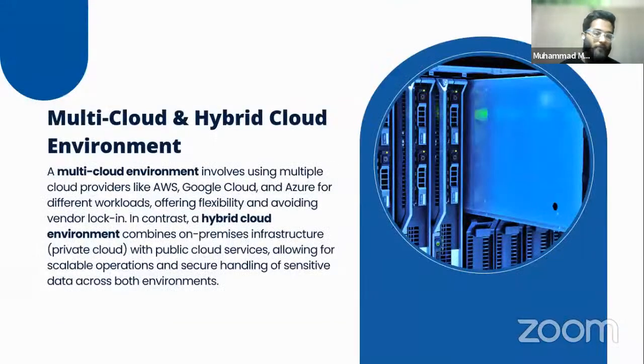Before going to the introduction of Ansible and the other tools, we need to know what multi-cloud and hybrid cloud are. Basically, multi-cloud involves multiple cloud providers like AWS, Google Cloud, and Azure for different workloads. It offers flexibility and avoids vendor lock-in. In contrast, a hybrid cloud environment combines on-premises infrastructure, like a private cloud, with public cloud services. It allows scalable operation and secure handling of sensitive data across both environments.